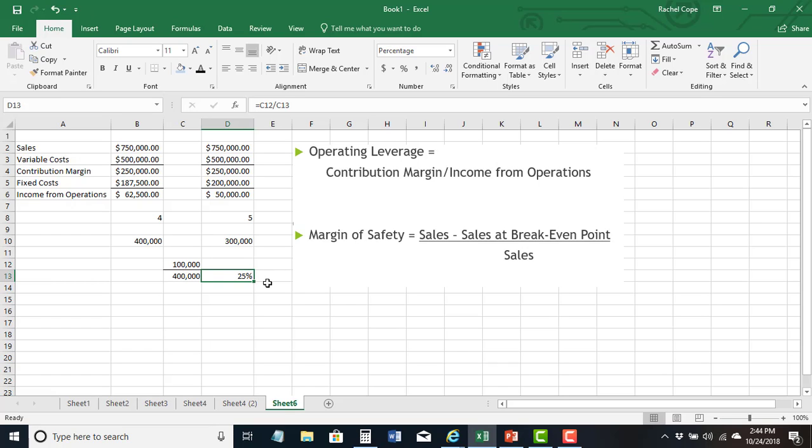So we have a 25% margin where our sales can decrease 25%, and if they decrease more than 25%, then we're in trouble. Then we're not covering our costs, and we're going in the hole. So the margin is gone. So a company with a higher margin of safety is better than a company with a lower margin of safety. So operating leverage, you want lower. Margin of safety, you want higher.